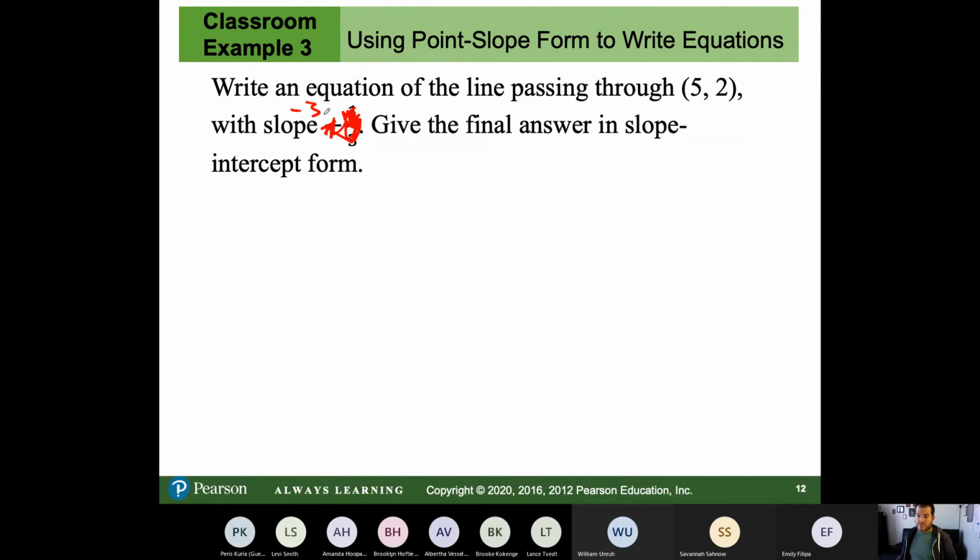I'll give you like a minute and a half to do that one, and then I'll walk through it. And here, there's your point slope form. So figure out your x1, figure out your y1, plug in your m, and then go from there. I'll give you a minute and a half.